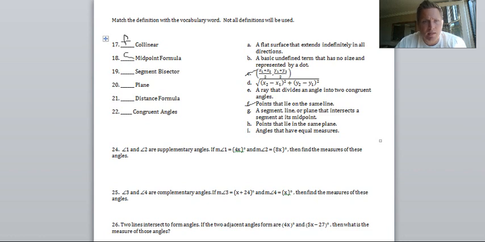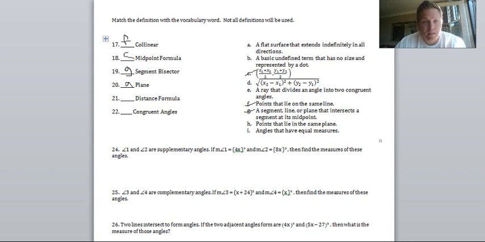The segment bisector, a ray that divides an angle into two congruent angles. No, that's close. A segment, line or plane that intersects a segment at its midpoint. Yes. So it looks like it would be G. And then a plane, a plane looks like it would be A. A flat surface that extends indefinitely in all directions, that would be A.